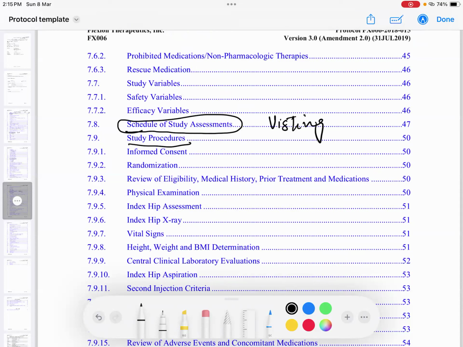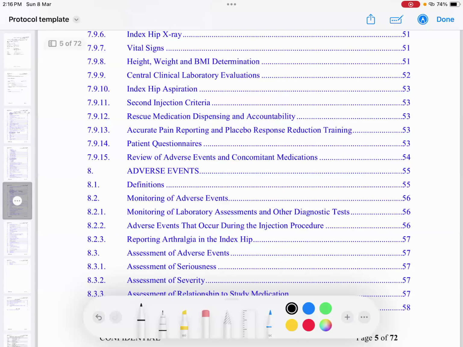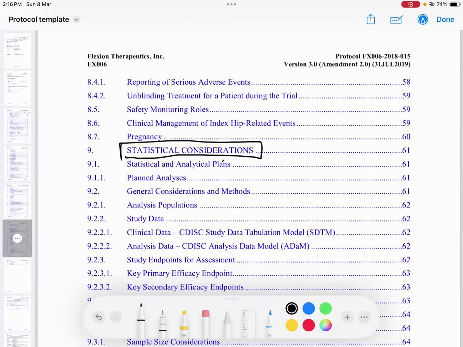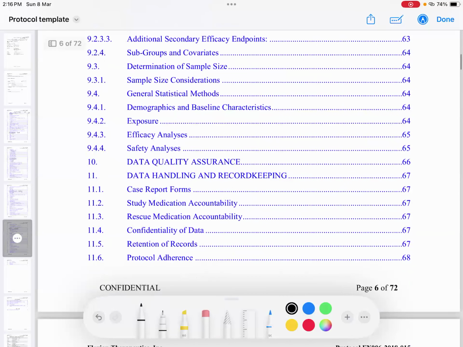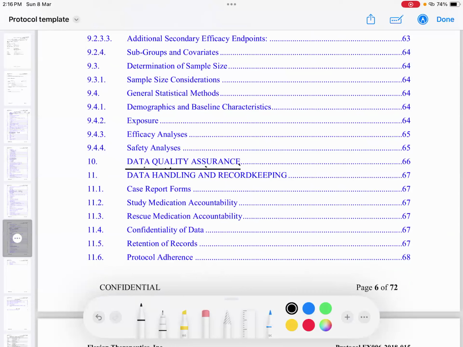See, statistical considerations will be coming here. You are testing the hypothesis. In case there is no hypothesis, that will be mentioned here. Study data, and your monitoring and auditing plan will be mentioned here. And data handling and record keeping also.